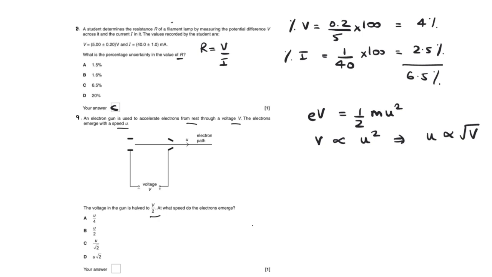So similarly, with this new voltage, which is now being halved, the new speed, which is what we are calculating, I'm just going to call u dash. So u dash is similarly directly proportional to the square root of V over 2. Now if we compare these two, I will end up getting C as my answer, because the new emerging velocity with which the electrons are emerging is going to be the older one, but square rooted, with the 2 at the bottom. So C will be my answer.